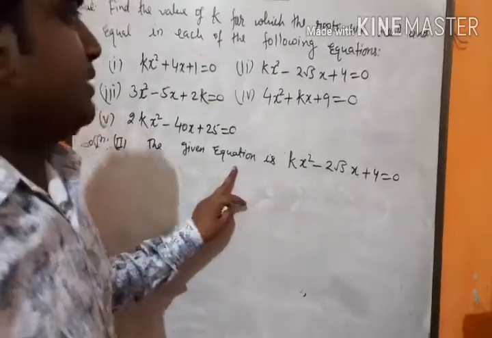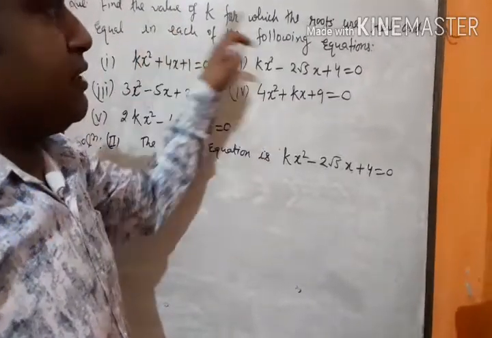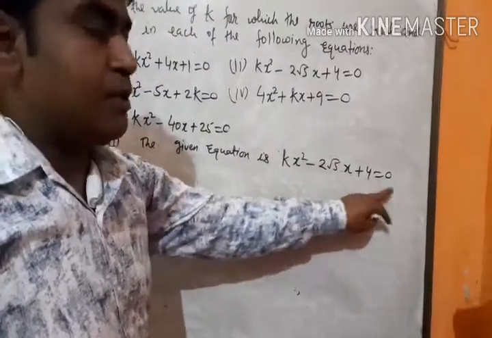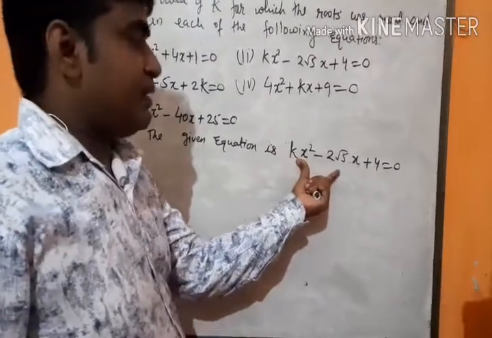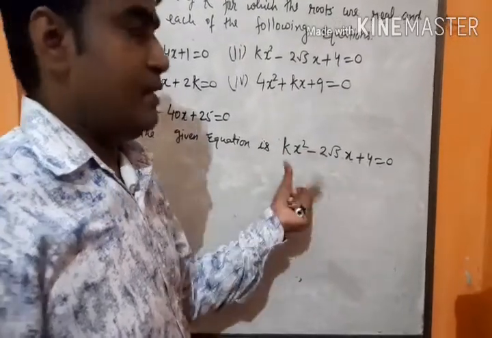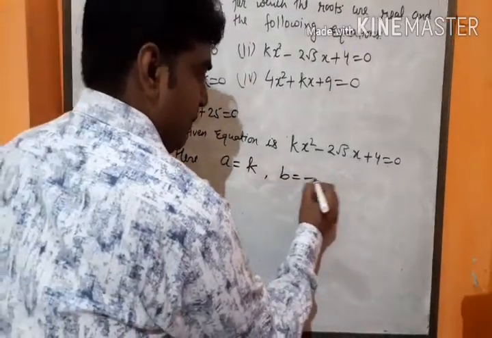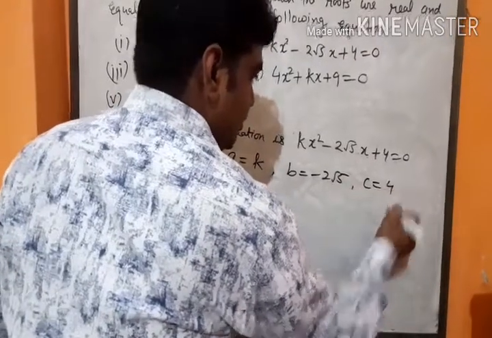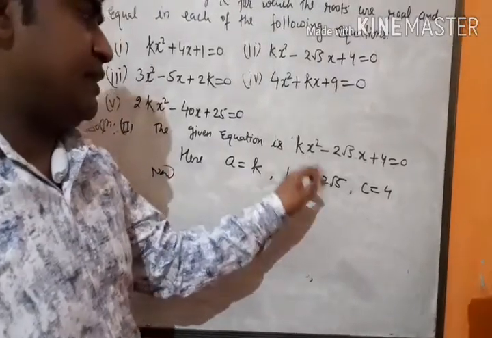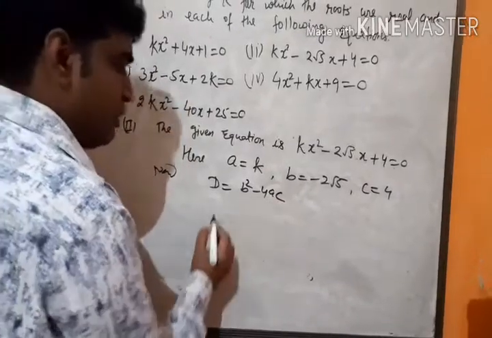Now for question number two, find the value of k for which the given quadratic equation has real and equal roots, and the equation is kx square minus 2 under root 5 x plus 4 equal to 0. So first we have to compare the given quadratic equation with standard form ax square plus bx plus c equal to 0. Then we have a is equal to k, b equal to minus 2 under root 5, and c is equal to 4. Now if D is the discriminant of the given quadratic equation, then D equal to b square minus 4ac. So first we have to find the value of D.